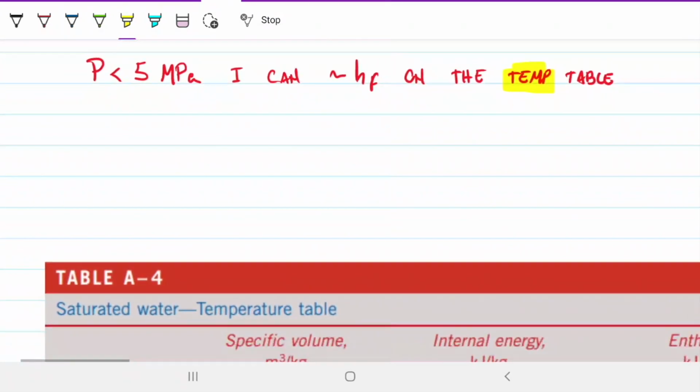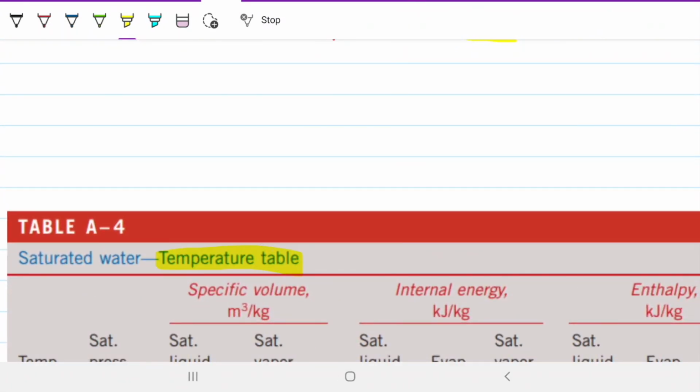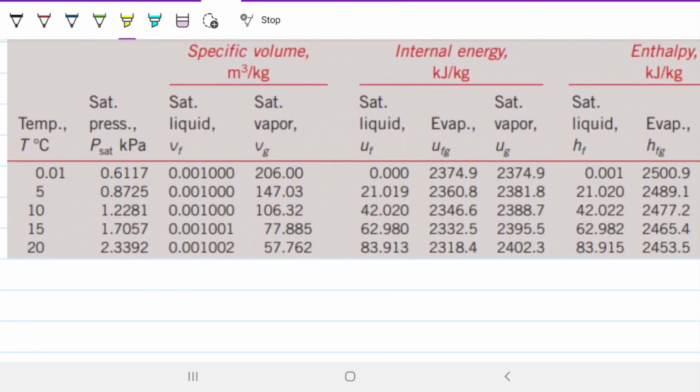Not the case. Okay, so I'm looking now at the temperature table as opposed to the pressure table, still for saturated water, and I'm going to go to 15 Celsius. So I'm looking here, 15 Celsius. And I'm telling you that the specific volume can be approximated to the saturated liquid volume. So do this. Specific volume 1 is approximately equal to vf, which is 0.001.